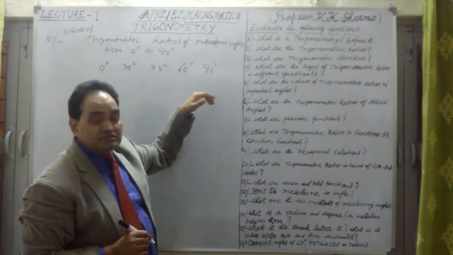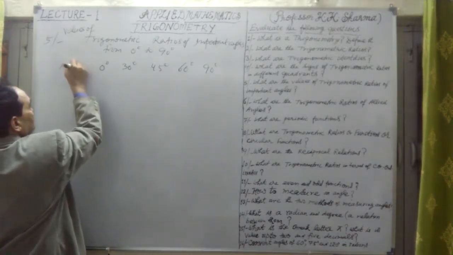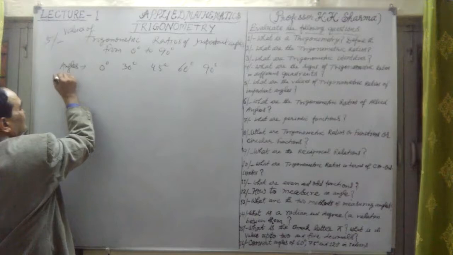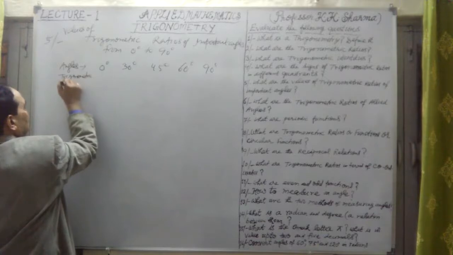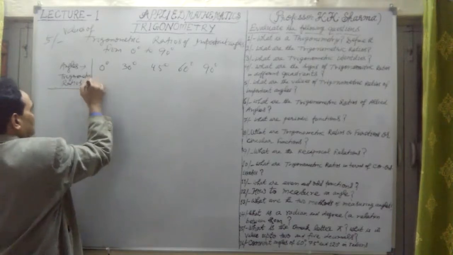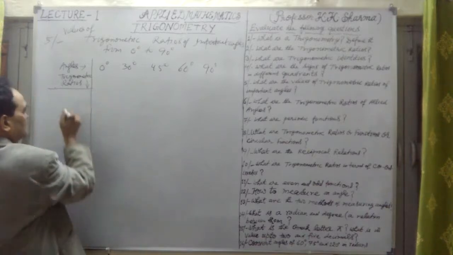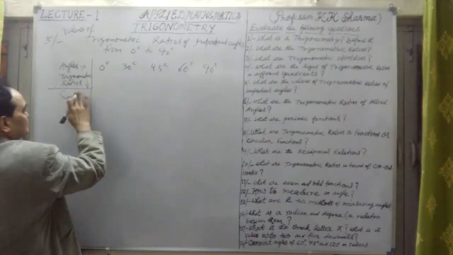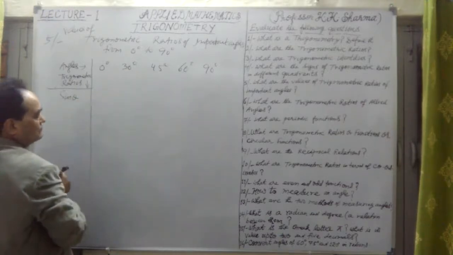How do we remember the trigonometric ratios of these angles, the values of the ratios? Here we have taken the angles, and here the trigonometric ratios. We take the ratios downwards and the angles across. First we take sine theta: sine of the angle, sine 0 degree. Here theta is 0 degree, theta is 30 degree, theta is 45 degree, and so on.